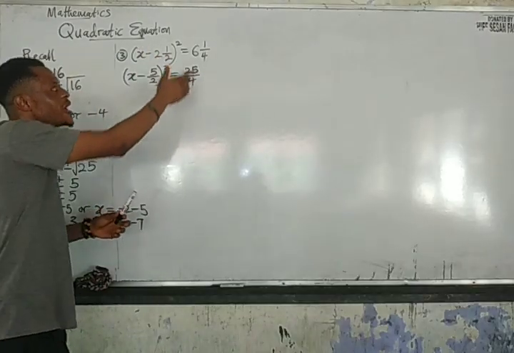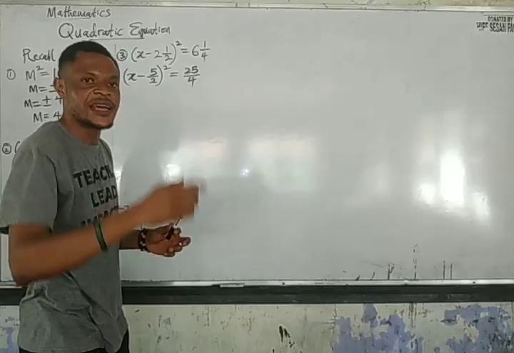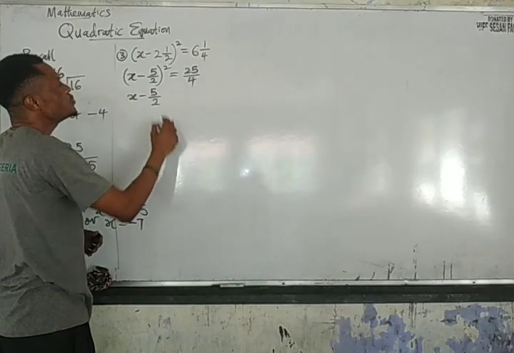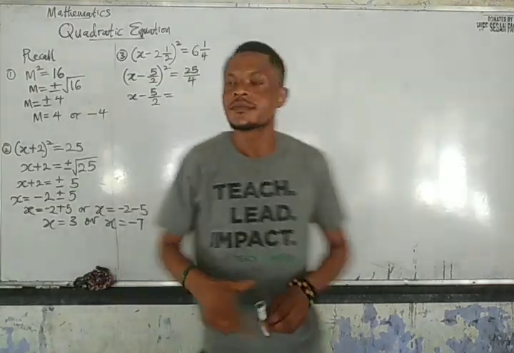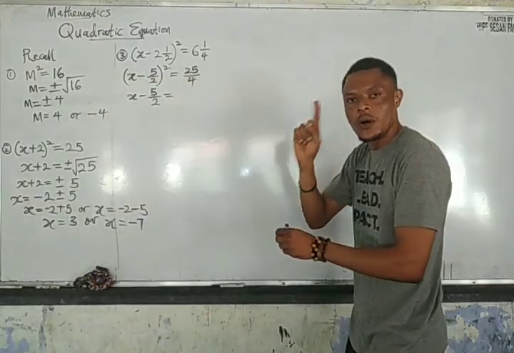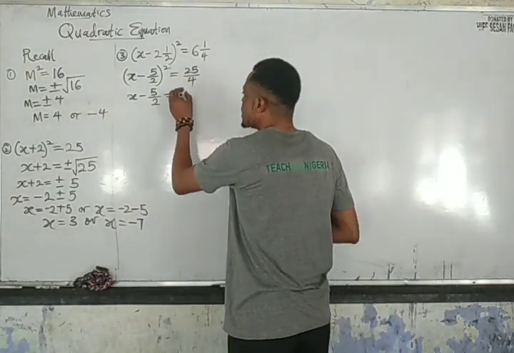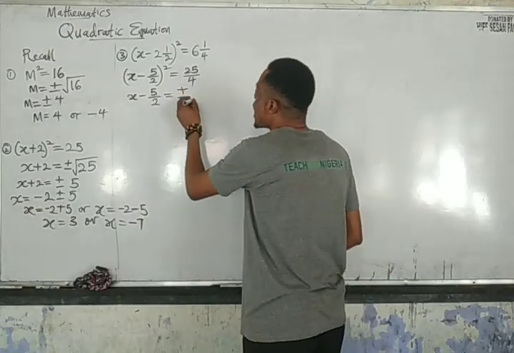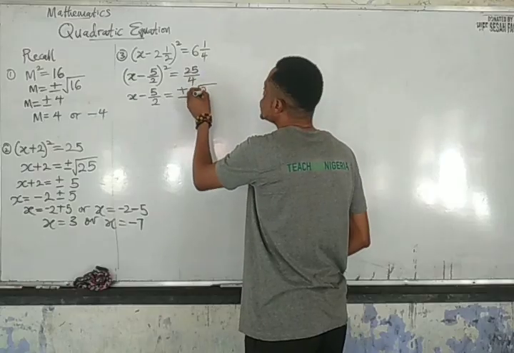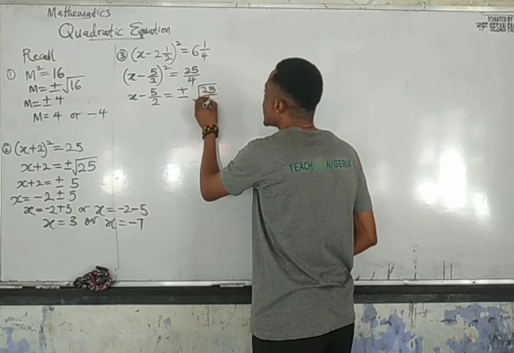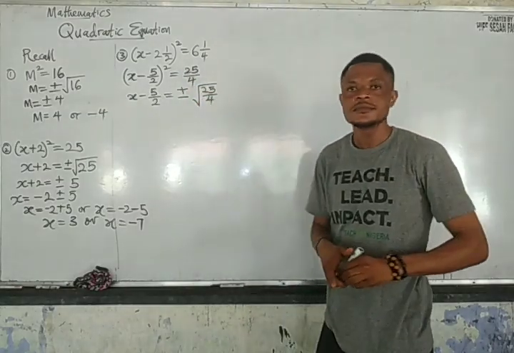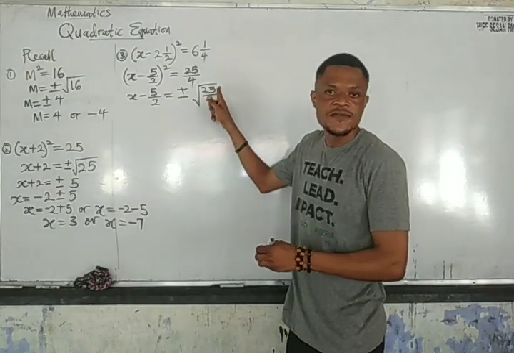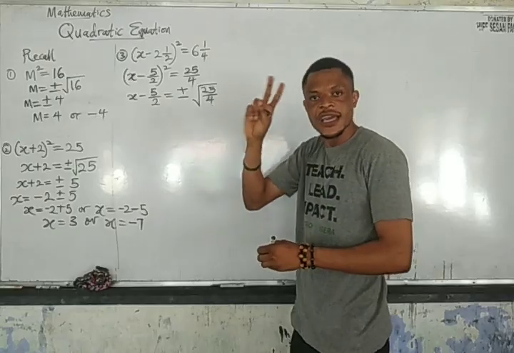So removing the square here will result to square root at the other side. x minus 5 over 2 equal to, don't forget the plus or minus sign. It's very important while solving questions from quadratic equation. So we'll now have the square root of 25 all over 4. Now from here, the square root of 25 is 5. The square root of 4 is 2.